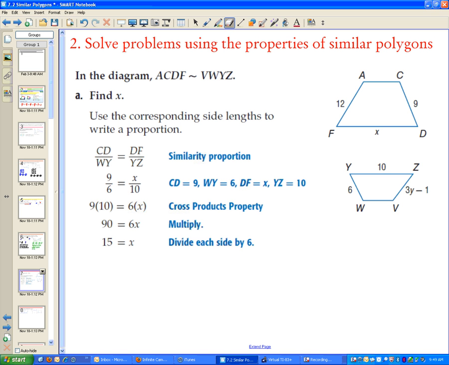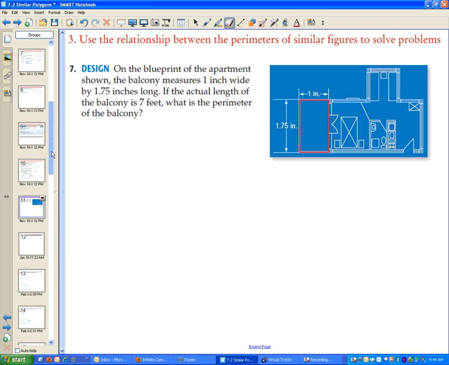It can be in there more than one time, but in other words, don't get an x and a y in the same proportion. We don't know how to solve an equation with two different variables in it. Okay? So as long as you're able to get a proportion that just has one variable in it, you're in good shape. We should be able to figure that out.